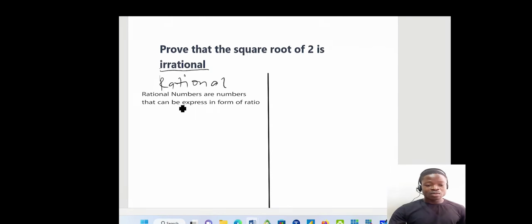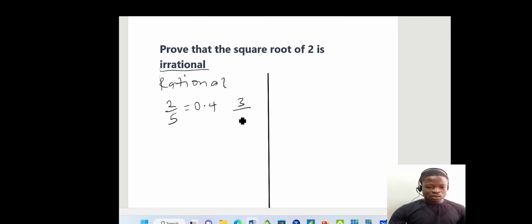Now, rational numbers are generally numbers that can be expressed in the form of a ratio. For instance, 2 over 5. This is a rational number, and if I simplify this, I'll have 0.4. So even if it's 0.4 as my initial number, I can express this as a fraction and eventually it becomes a ratio. That's what we mean by being able to express it in the form of a ratio. Another example is 3 over 5, which is the same thing as 0.6. So any number that you can express in the form of a ratio is referred to as a rational number.